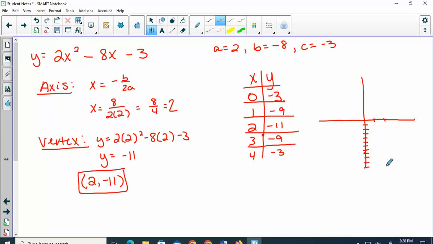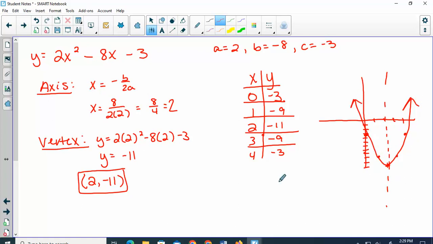So if I asked you to graph it, you're just plotting those points. 2, -11 is the vertex. We have 0, -3, 1, -9, 2, -11, 3, -9, 4, -3. You could draw the axis of symmetry, just that vertical line going through there. We know it should be the same on both sides. So it looks like this.